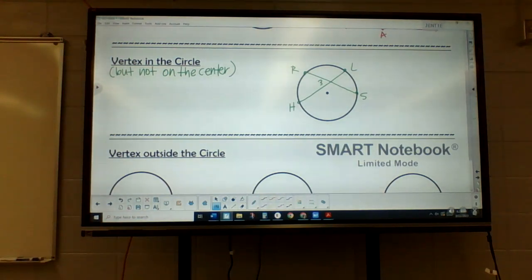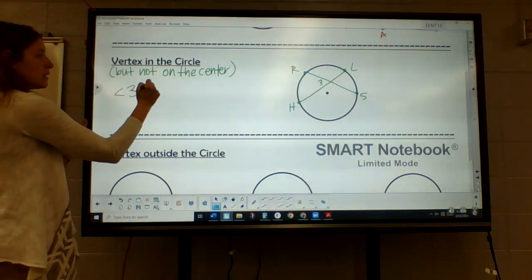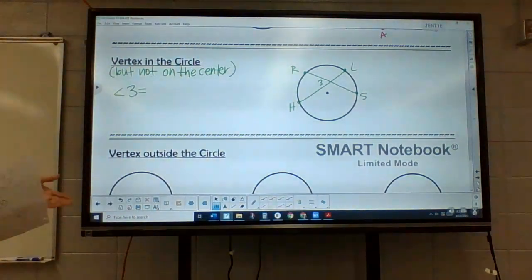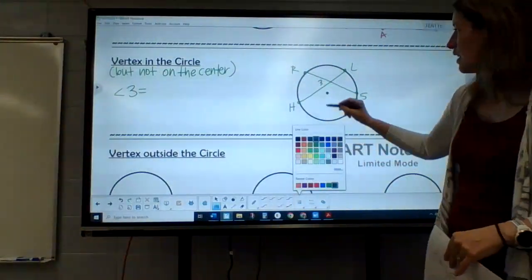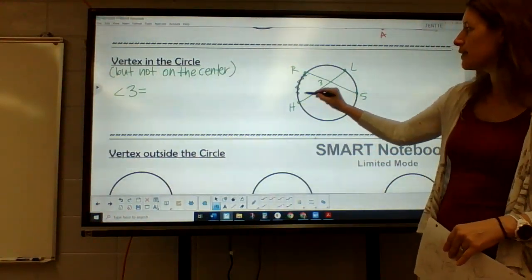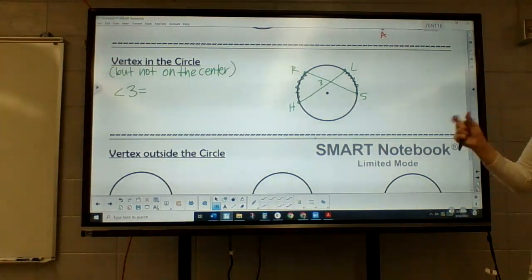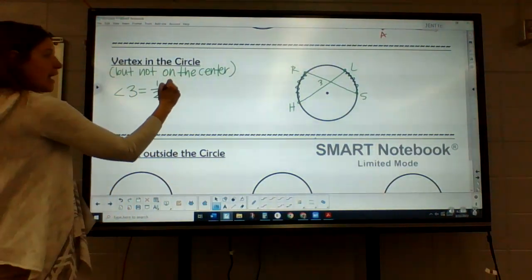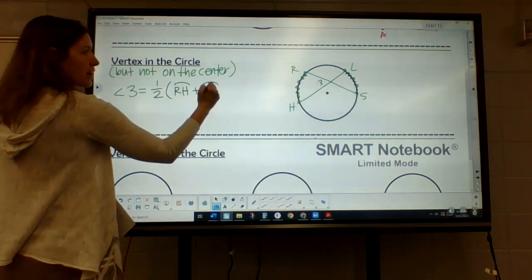So when it's inside the circle like this, we have to use a different rule. The measure of angle 3 is going to equal half of the two arcs added together. So this is kind of crazy, so let me try to show it here. This arc and this arc added together but cut in half is going to be the measure of that angle. How someone figured this out, kind of crazy. So it's going to be half of arc RH plus arc LS.